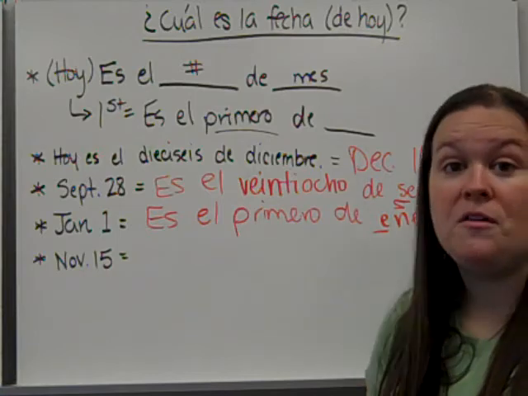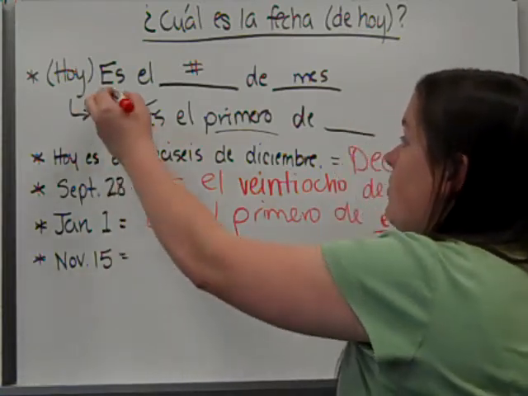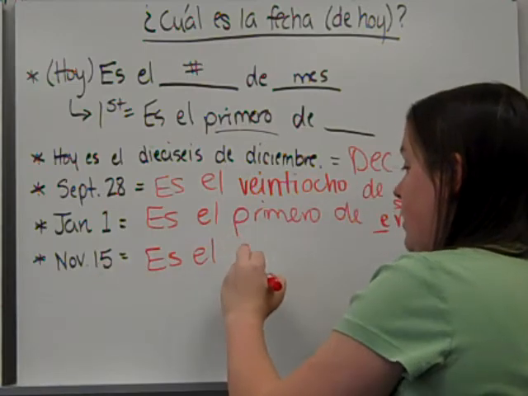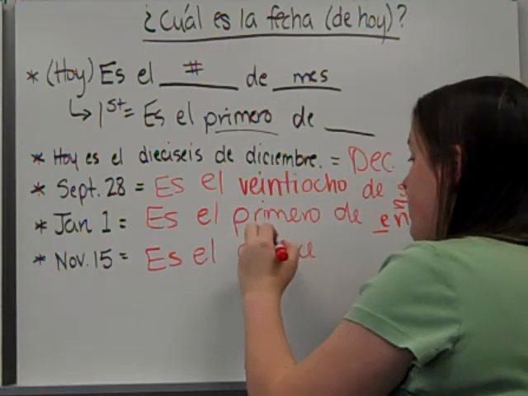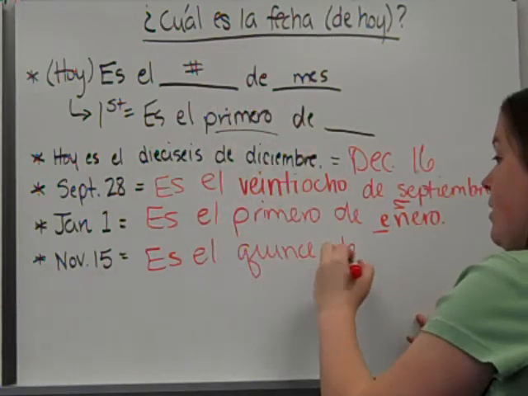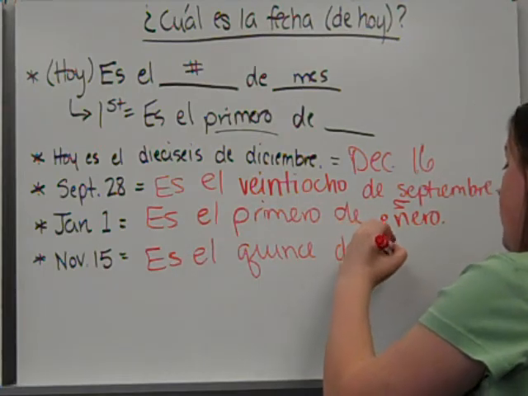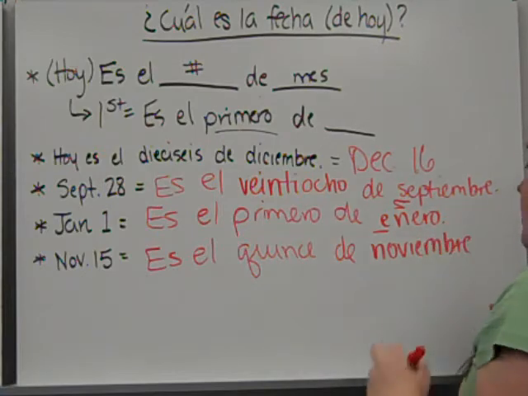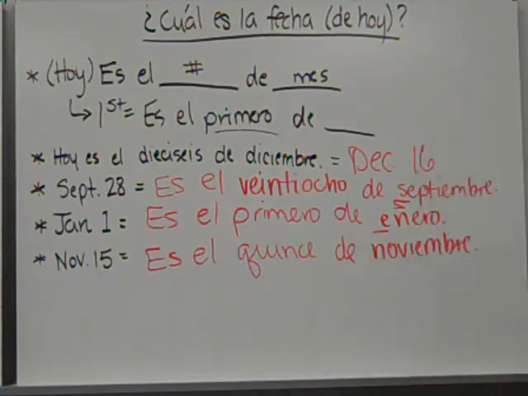And the last one, November 15th. So go back up to our formula. Es el 15 de, and noviembre. Please remember, in English it's really easy to skip over this I, but don't do that in Spanish. It's not novembre, it's noviembre.